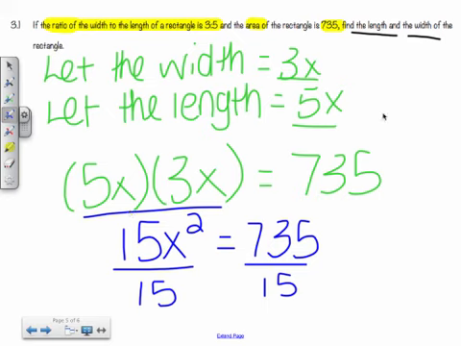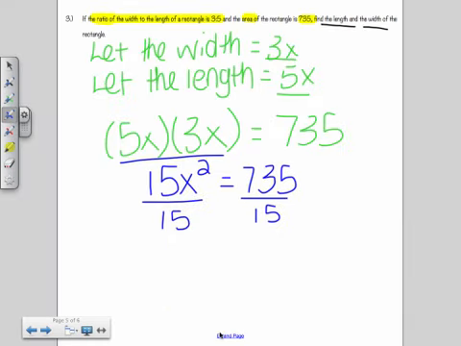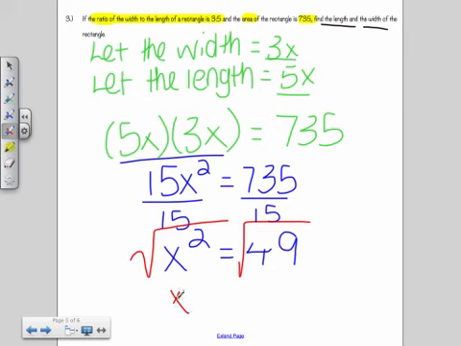Then all I have to do is divide both sides by 15, and I end up getting x squared equals 49. Because it's just an x squared, I can square root both sides, and I end up getting x equals, don't forget, plus or minus 7. But we're talking about length and width again, dimensions of a rectangle, which means that the negative 7 won't work, so the only value I'm going to look at is 7. This does not necessarily mean that this is my final answer. That's just the value that x could be.